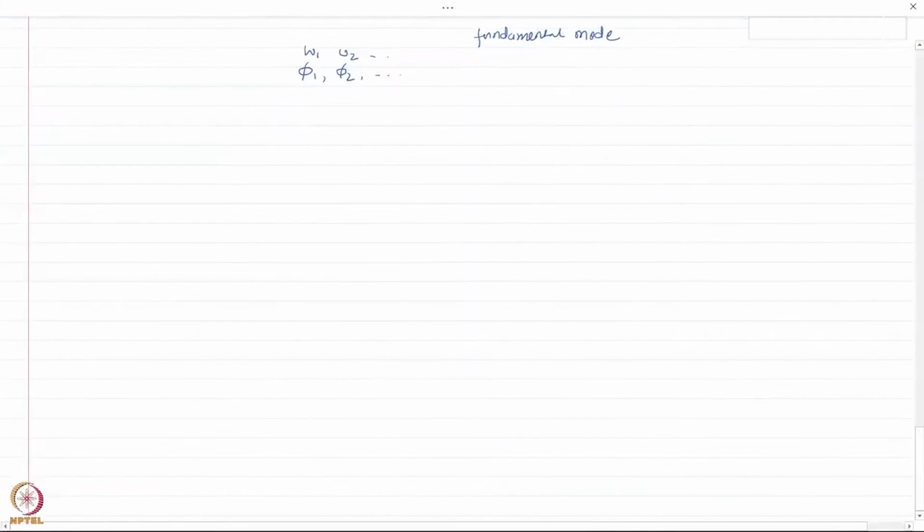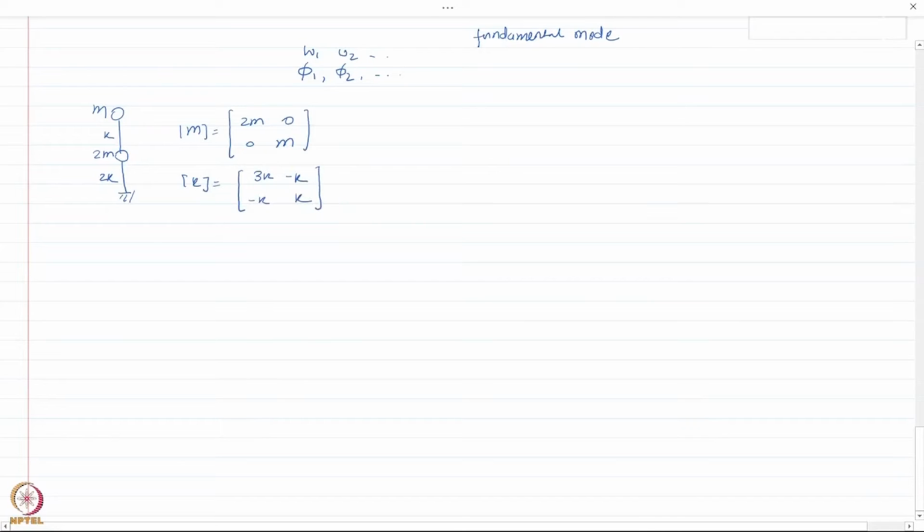I'm going to take the example of what we have seen above. I have a 2-degree of freedom system with storey stiffnesses k, 2k and k, and masses 2m and m. So the mass matrix I had assembled as [2m, 0; 0, m], and the stiffness matrix I had assembled as [3k, -k; -k, k]. Let us see what the modal frequencies and modal shapes are for this 2-degree of freedom system.